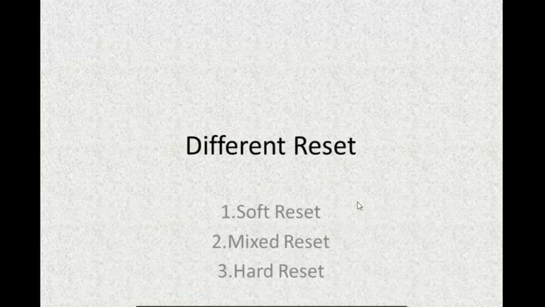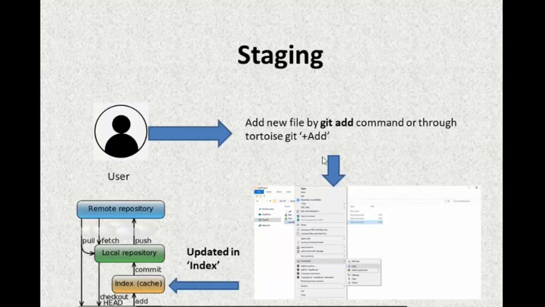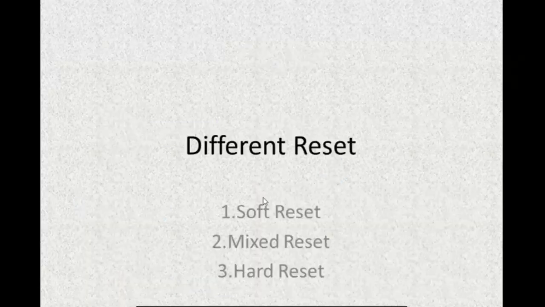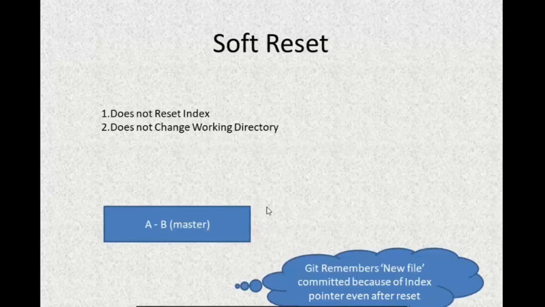This is the important thing about the index. You have to remember this because it will help in understanding the reset concept. Now let's talk about the different resets. There is soft reset, mixed reset, and hard reset. We will go one by one. What is soft reset? It is something that does not reset the index and does not change the working directory.